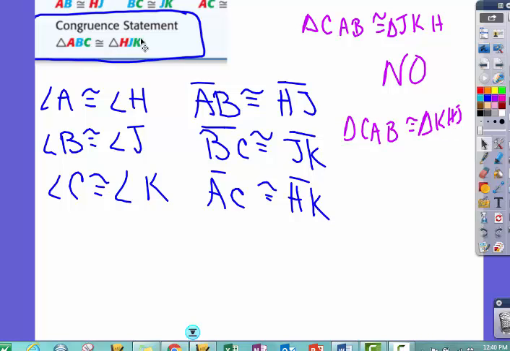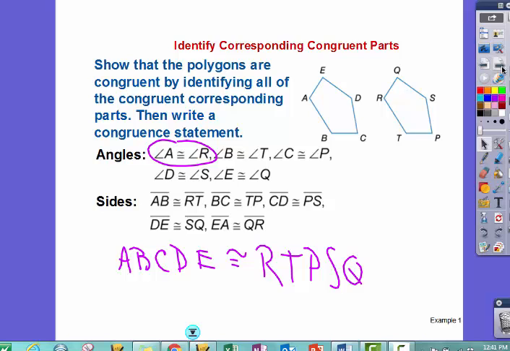There's more than one correct congruency statement. For triangles, there's 3 different ways you can write it. As long as the letters match up from spot to spot, you're okay. But when the letters don't match up, you're not okay. So there's multiple correct ways, but there's also lots of wrong ways to do it.